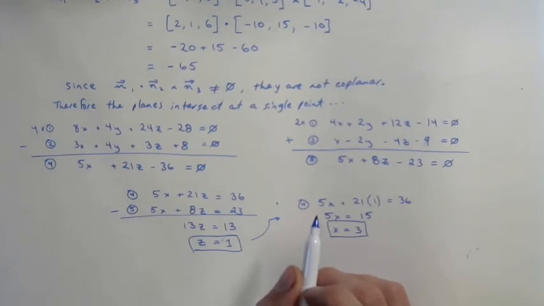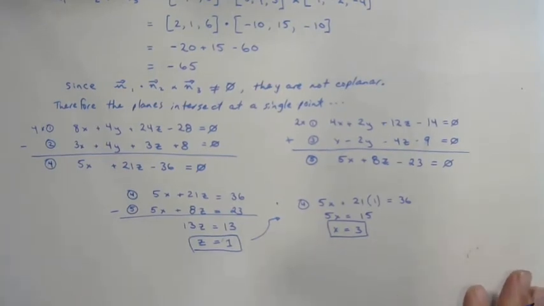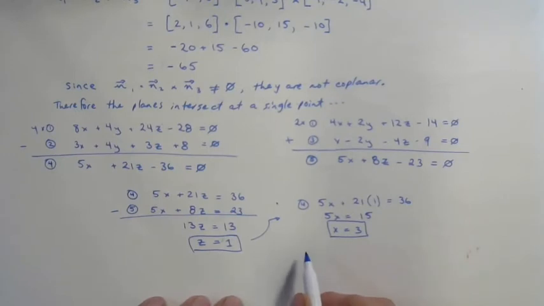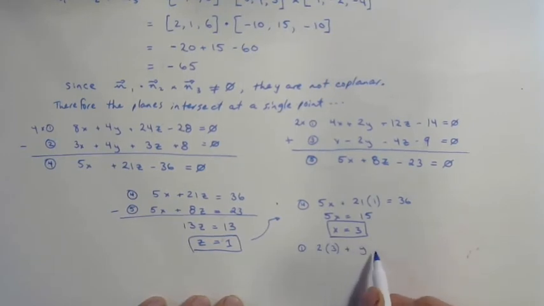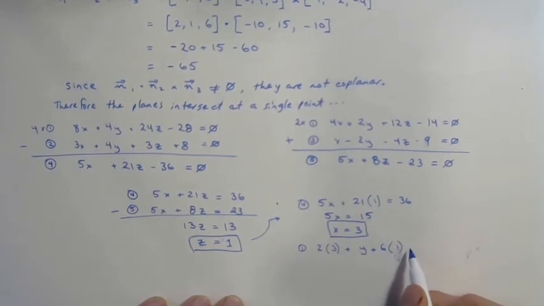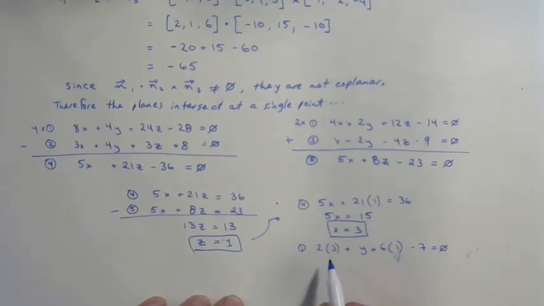Now that I have z and x, I can go into equation 1, 2, or 3 in order to solve for y. So I'm going to go into equation 1, and it says 2 times x plus y plus 6 times z, that's ugly, minus 7 equals 0. So we've got 6 plus y plus 6, that's 12, minus 7 is 5, so I'm going to subtract 5 from both sides. Y equals negative 5.